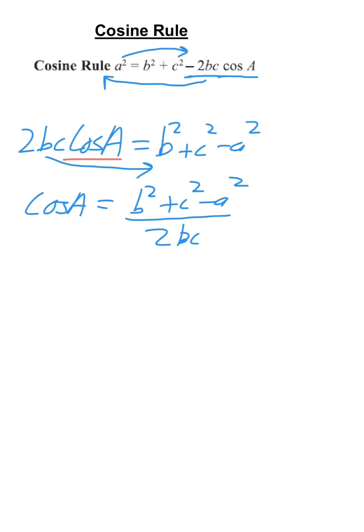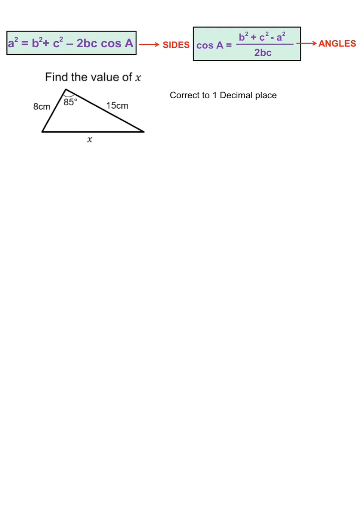Now, if you're a bit unsure of rearranging formulae, make sure you revise it because you need to be able to do this properly in an exam if you need to use the cosine rule to find an angle. Okay, let's have a look here at an example. You can see on top here, we have the formula which is given to us in the exam, and the rearranged version for when we need to find an angle.